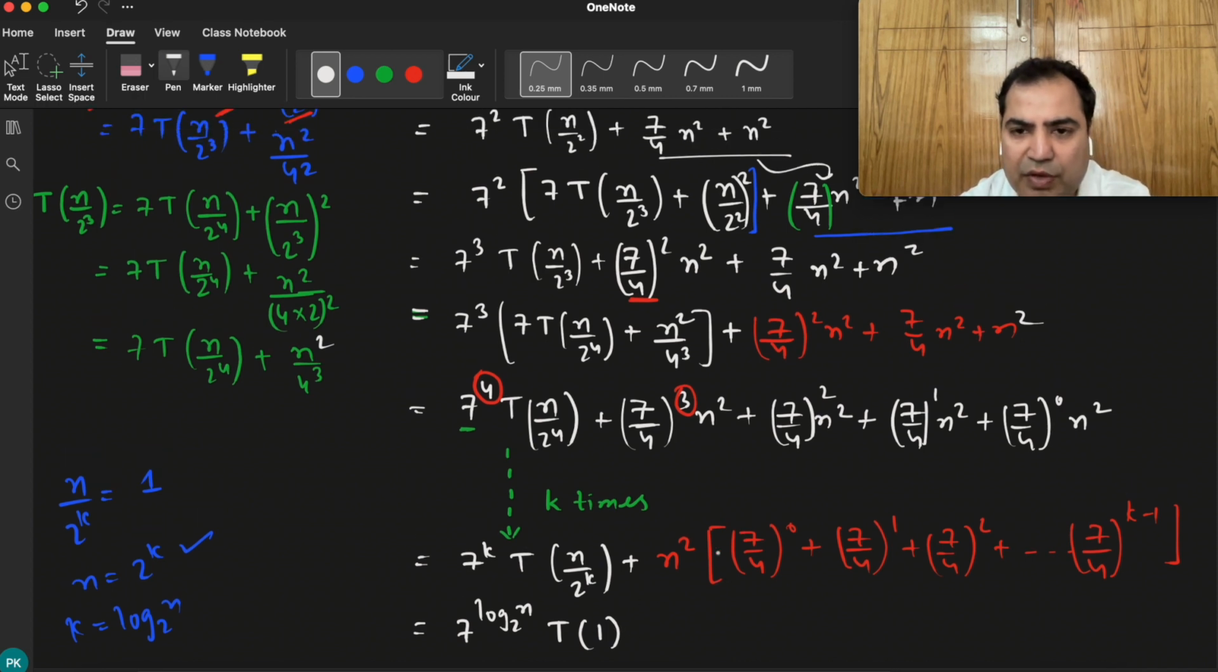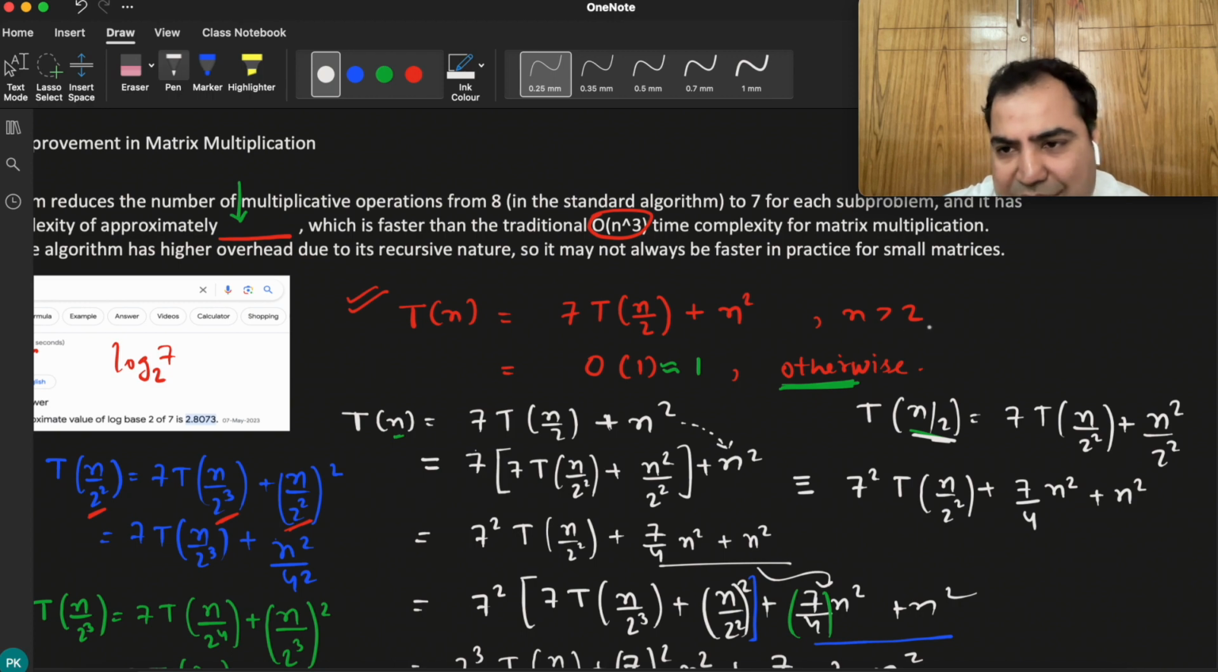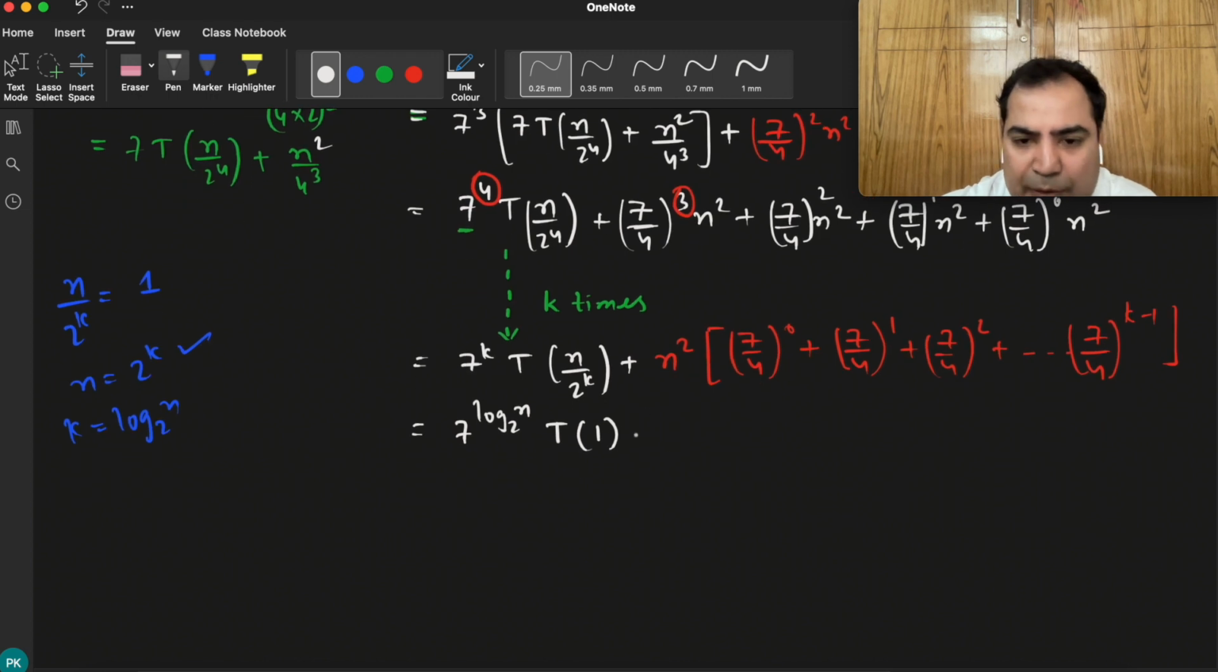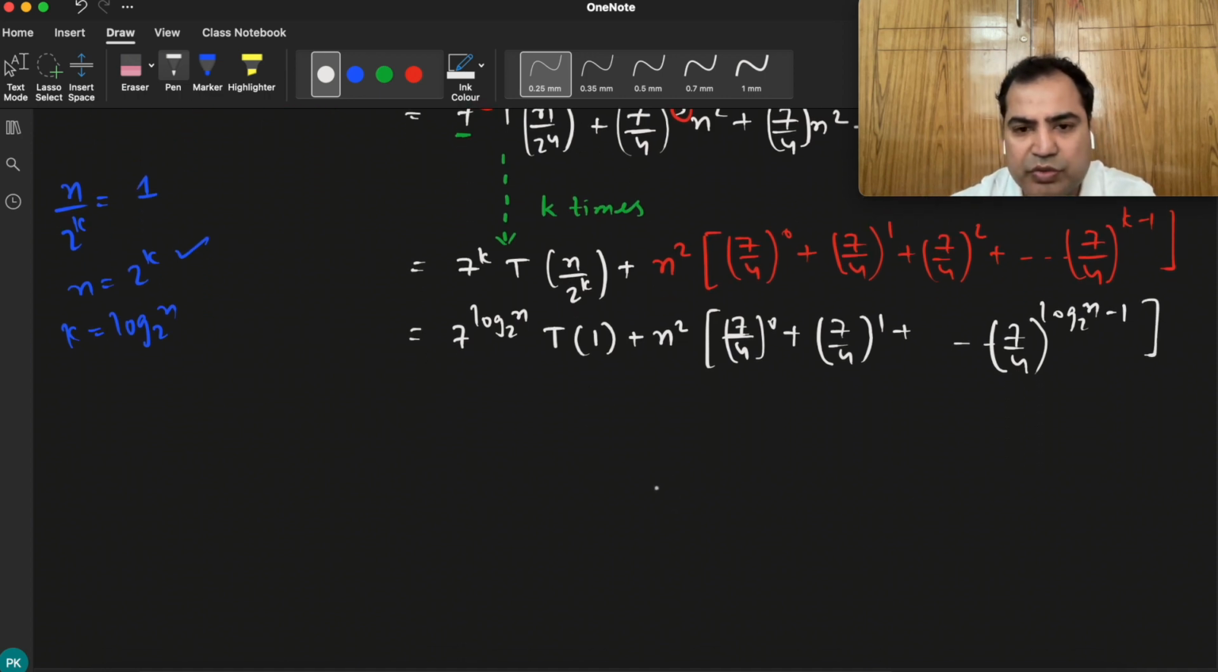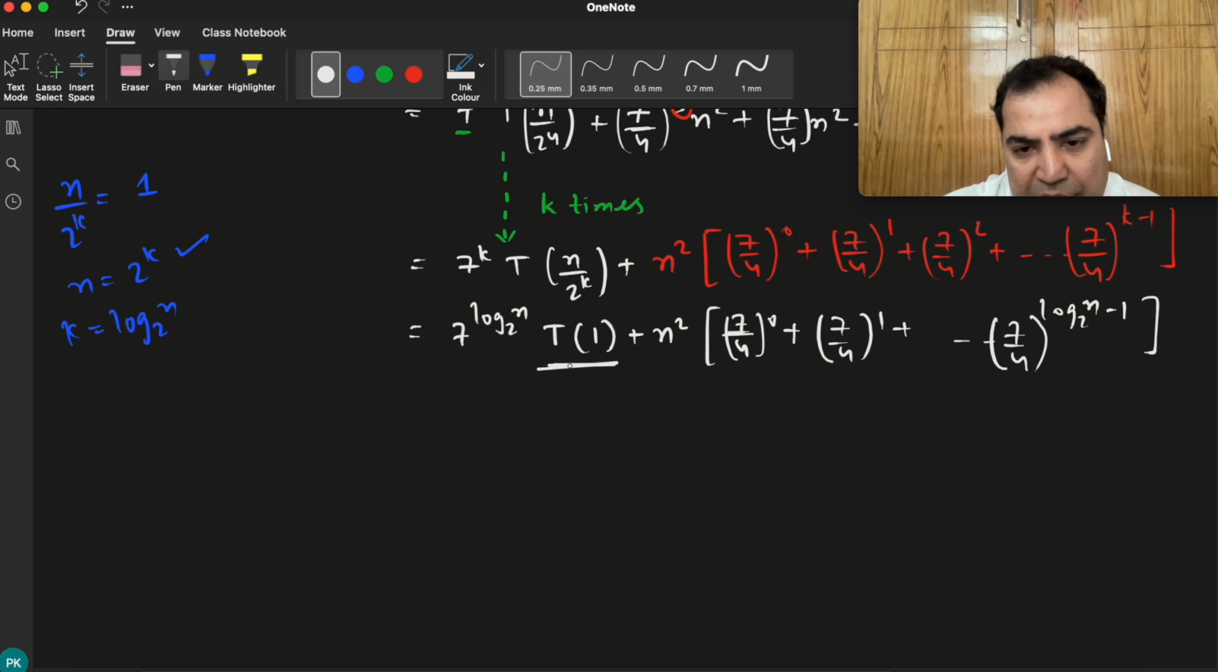So T of 1 means if the value is less than 2, it will take as 1, right? Plus n square times (7/4) raised to power 0 plus (7/4) raised to power 1 till (7/4). Now k is log to the base 2 of n minus 1, right? So this thing we can replace with 1, right? Now this is GP, right? This is GP.